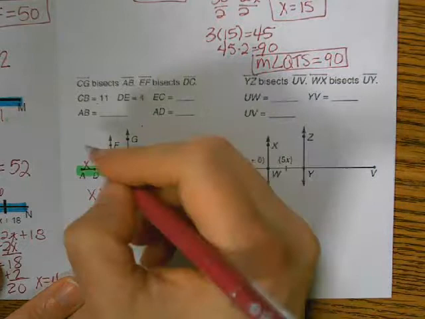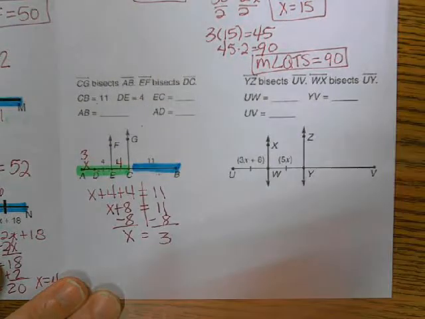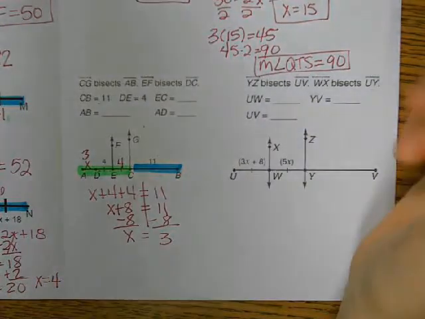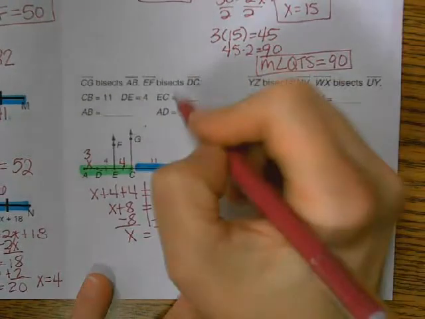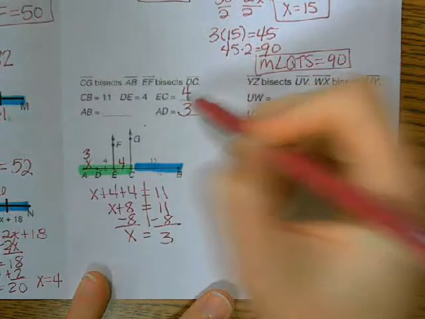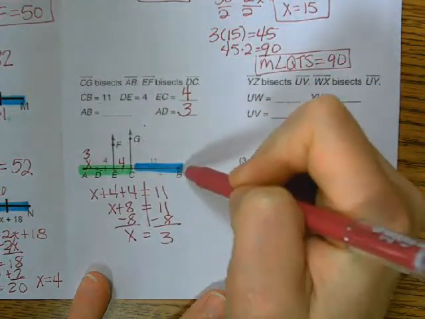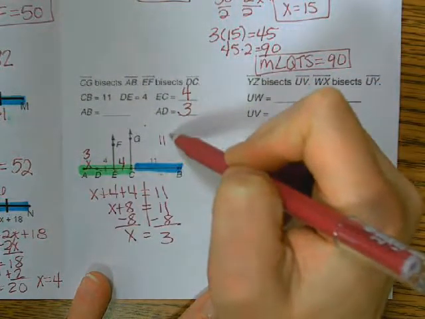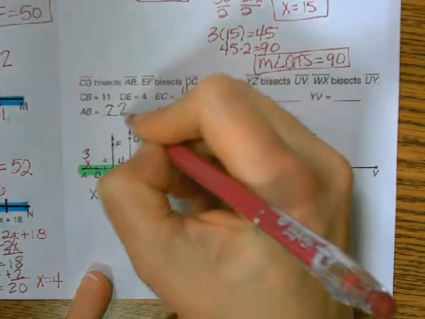So X is 3, so this part is 3, this part is 3, so then we say AD is 3, and then it says EC is 4, and it says all the way from A to B, that's going to be that 11 times 2, so it's going to be 22.